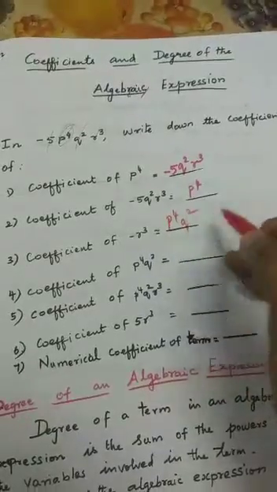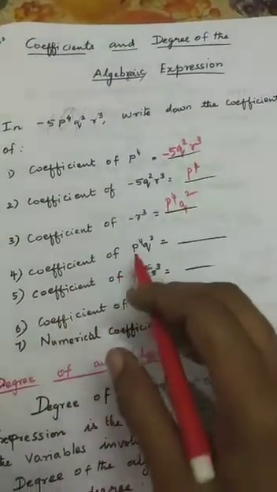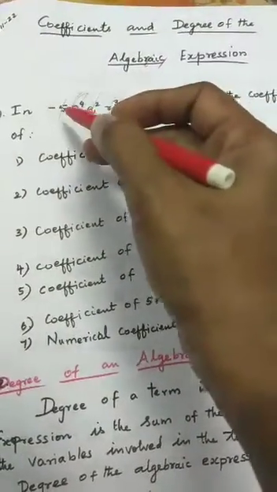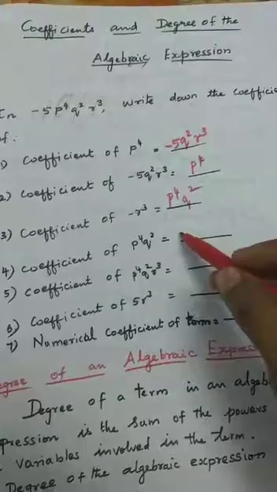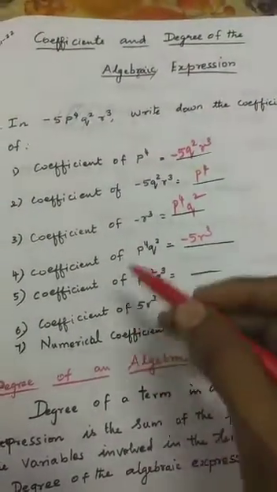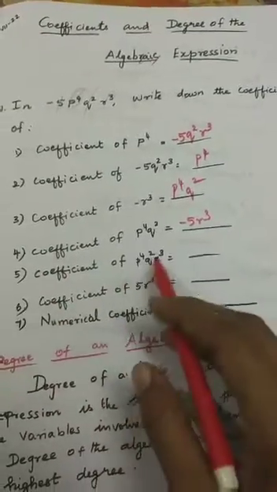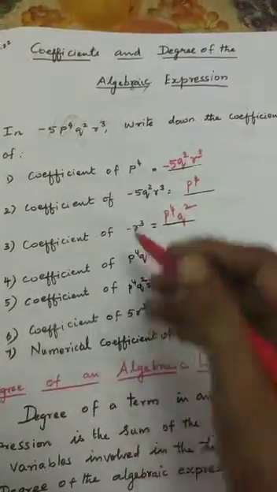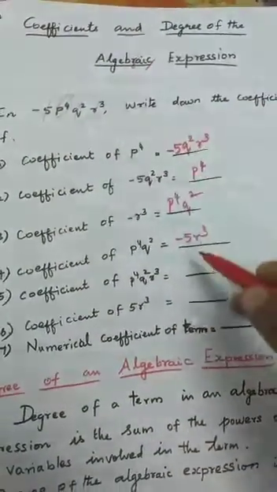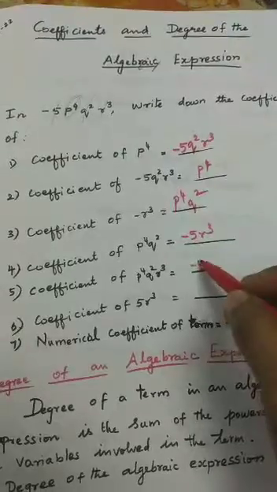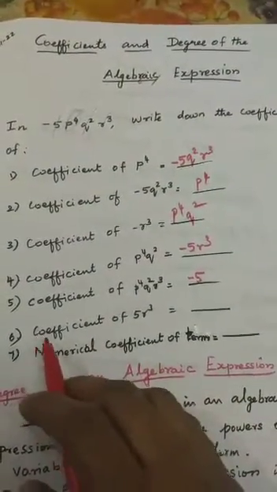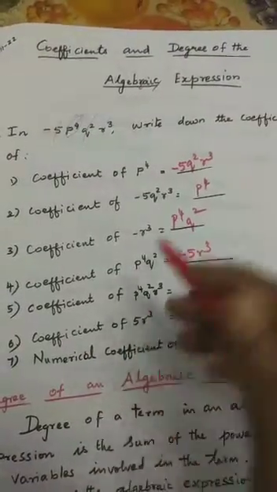q square. Then coefficient of p power 4 q square. You leave this p power 4 q square. Remaining is minus 5 r cube. So minus 5 r cube is the coefficient of this. Then coefficient of p power 4 q square r cube. You leave all these variables. That is minus 5. This is the coefficient of.